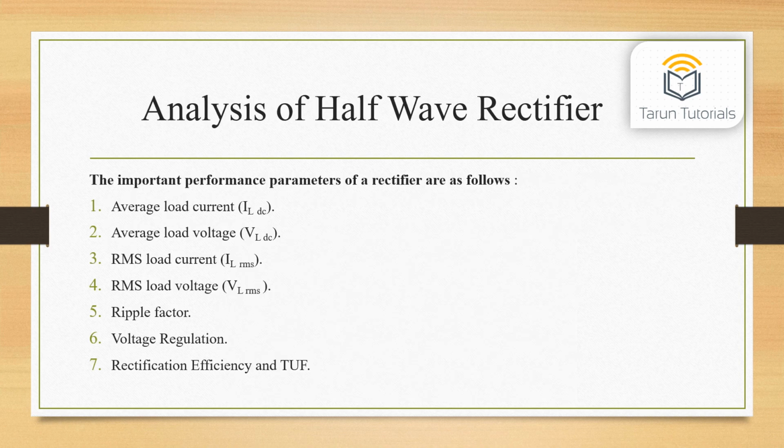Analysis of half-wave rectifier. The important performance parameters of a rectifier are as follows. First, average load current. Second, average load voltage. Third, RMS load current. Fourth, RMS load voltage. Fifth, ripple factor. Sixth, voltage regulation. And seventh, rectification efficiency and TUF.